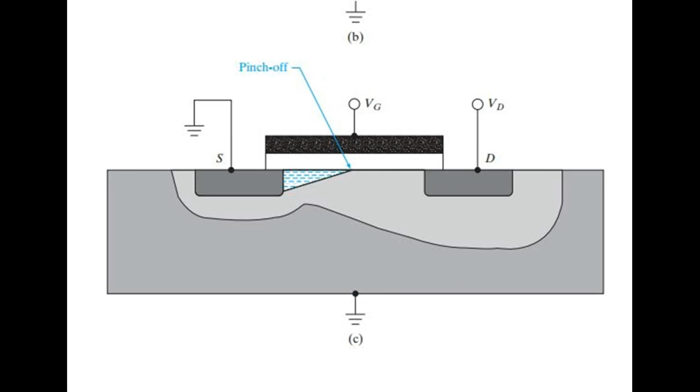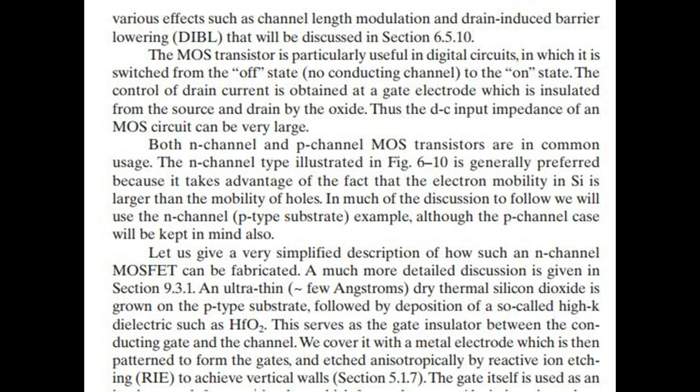The MOS transistor is particularly useful in digital circuits, in which it is switched from the off state, no conducting channel, to the on state. The control of drain current is obtained at a gate electrode which is insulated from the source and drain by the oxide. Thus the DC input impedance of an MOS circuit can be very large. Both N-channel and P-channel MOS transistors are in common usage.